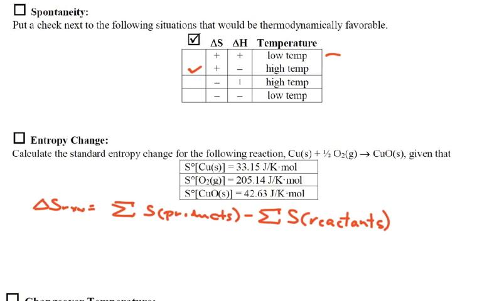Now just the opposite, negative and positive, okay, negative delta S, getting less random, absorbing energy, this one is not going to be spontaneous at any temperature. And finally, if it's negative and negative, okay, that is spontaneous at low temperatures. So the second and the fourth situations.